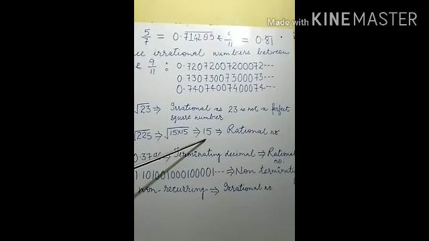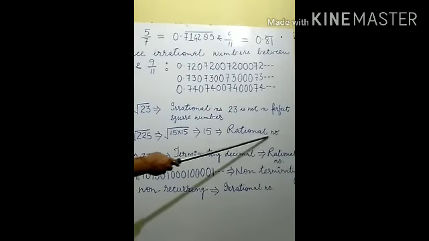And 15, what type of number is it? 15 can be written as 15 upon 1. It is in the form of p by q. So 15 is which type of number? This is a rational number. It can be presented in the form of p by q, where the value of q is not equal to 0.